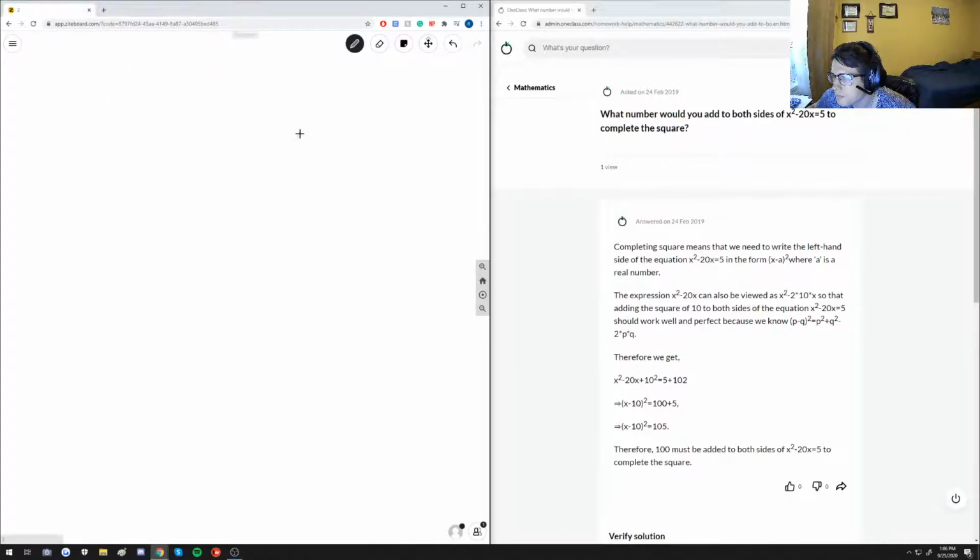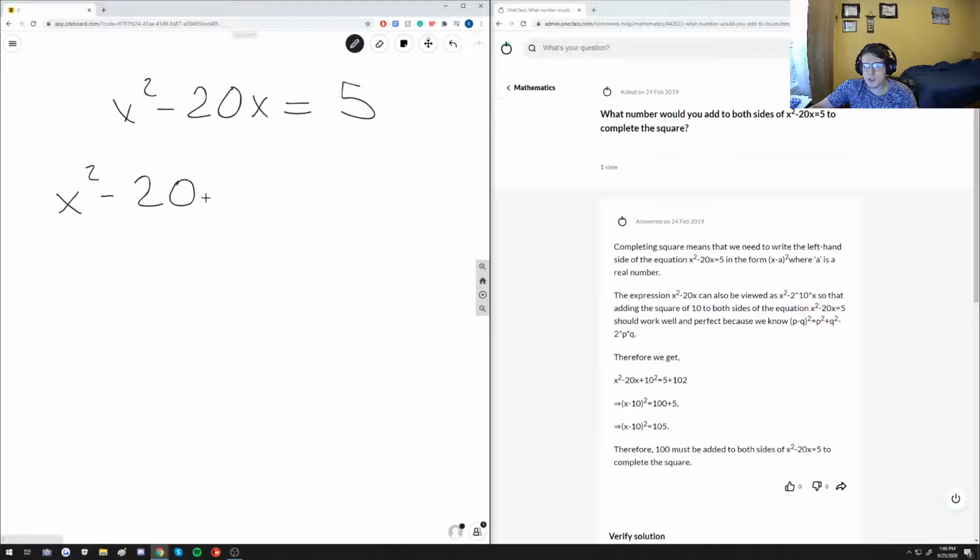So, next question. What number would you add to both sides of x squared minus 20x equals 5 to complete the square? So the first thing I like to do is put this into a nice quadratic equation, so I'm going to subtract 5 on both sides. So x squared minus 20x minus 5 is equal to 0.